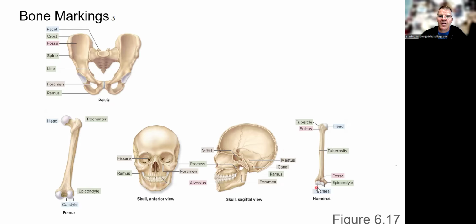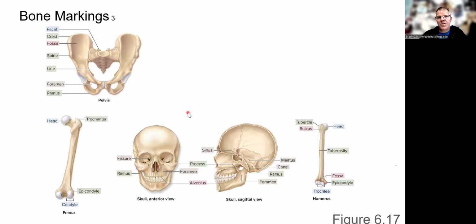Here's another long bone, the humerus in the upper arm. You have a tubercle and a sulcus. You have a head to your humerus, the tuberosity, fossa, and epicondyle, and the trochlea down here. So those are some bone markings. This is an example of a few.